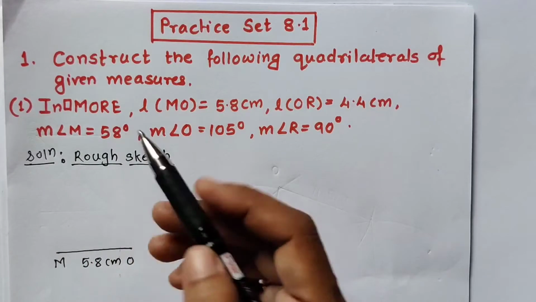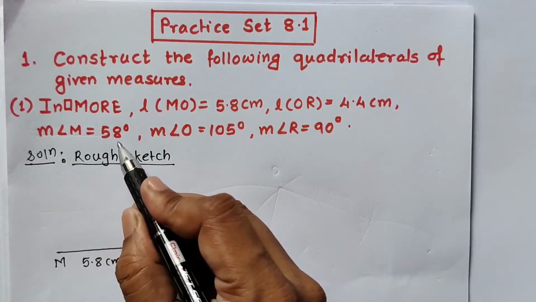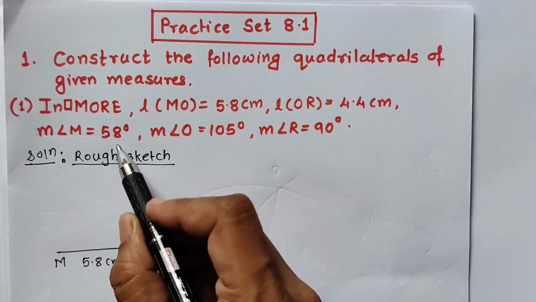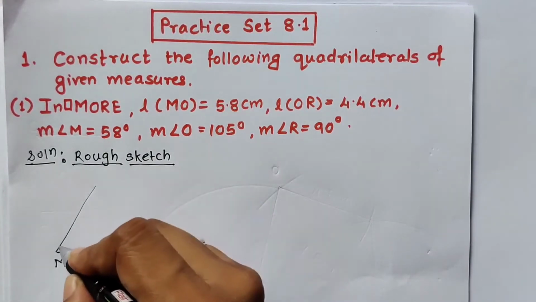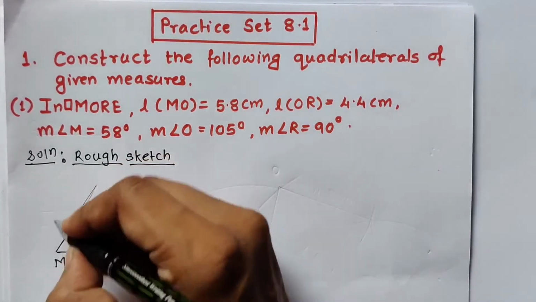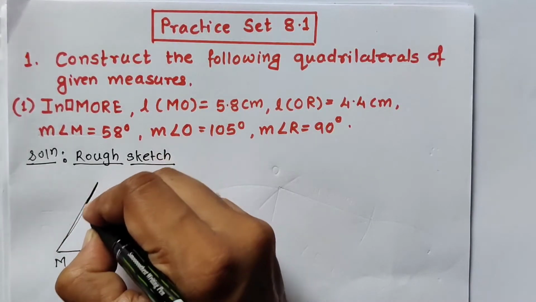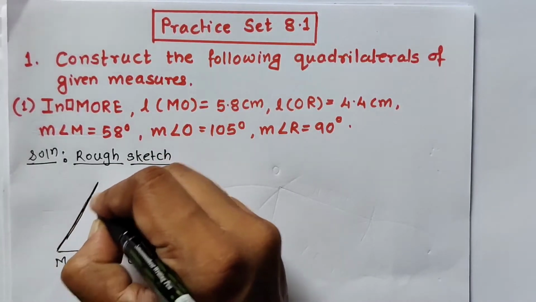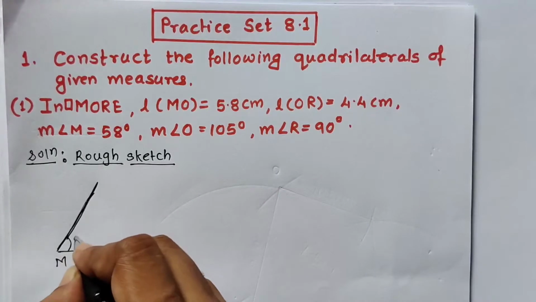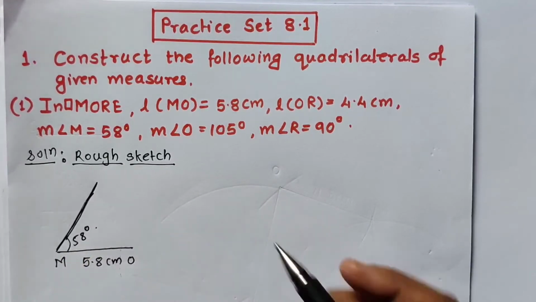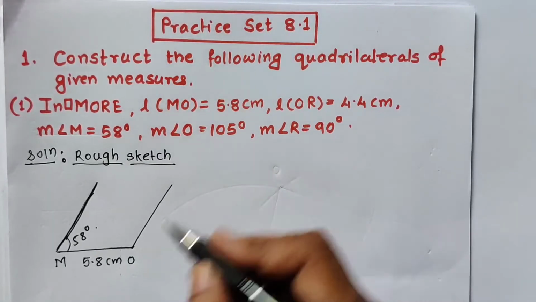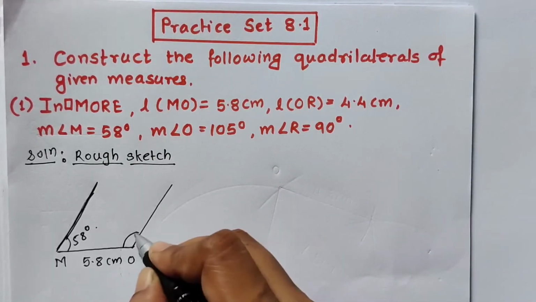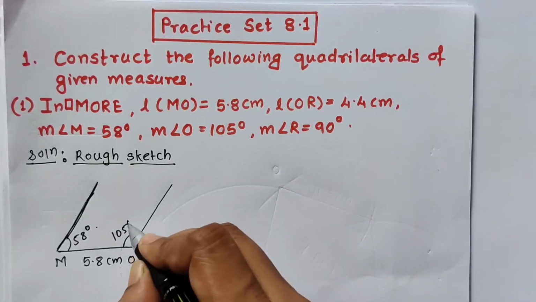Then angle M is 58. That means it is an acute angle, not obtuse. It is less than 90, so the 2 sides come close to each other. This is 58 degrees. Then angle O is 105, so it is bigger than 90 degrees. It is an obtuse angle. This is 105 degrees.